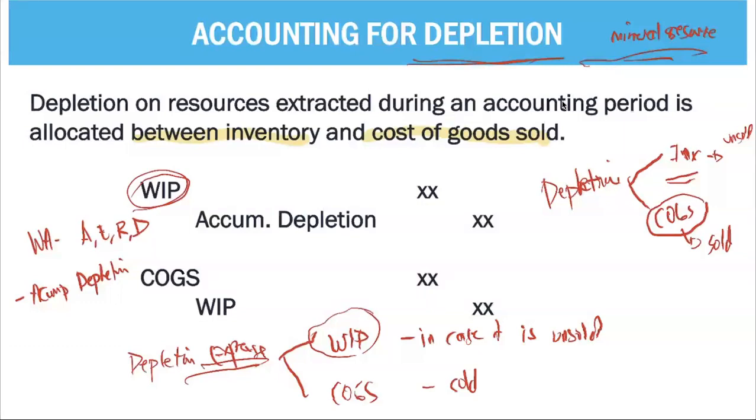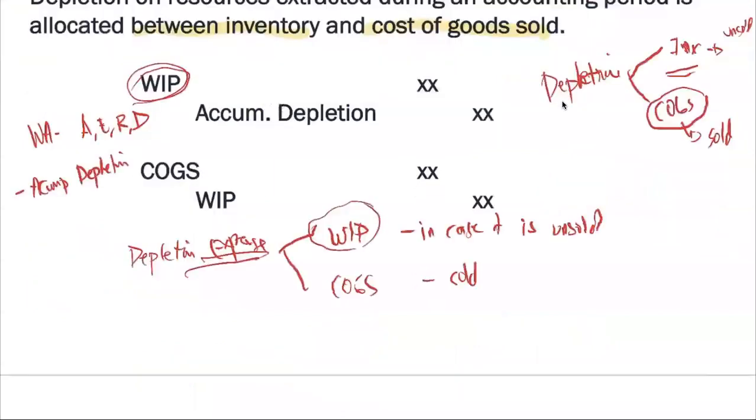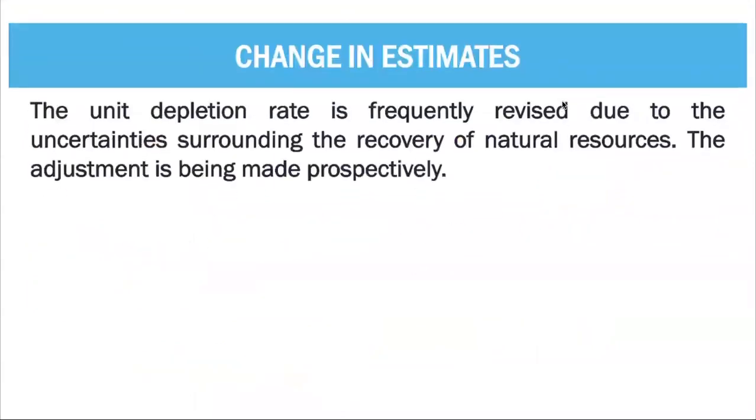Remember that, okay? Depletion, not pure expense. It is considered an inventory, work in process for the mineral resource. And whatever is the sold item out of your mineral resource is placed to cost of goods sold. Change in estimates, take note, prospectively.